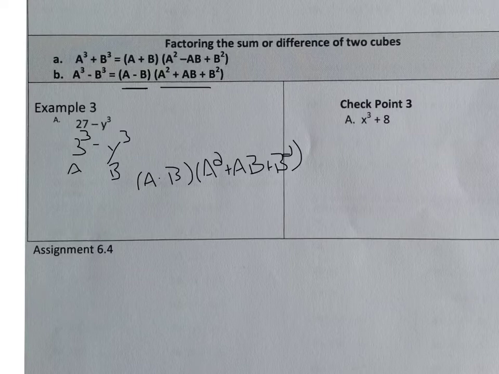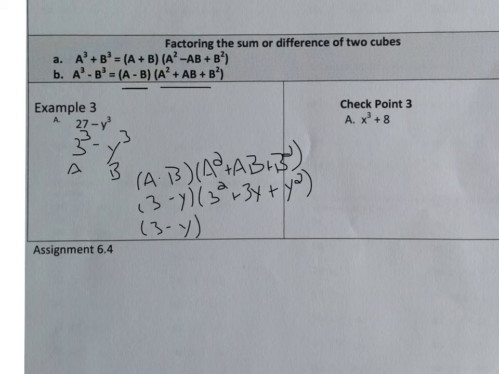So I'm going to plug in 3 for a, minus my y for b. A squared, that would be 3 squared, plus a times b, so that would be 3 times y, or 3y, plus b squared would be y squared. Now there's one more step. 3 squared is 9, so I can write that in. 3 minus y times 9 plus 3y plus y squared. That's my answer.